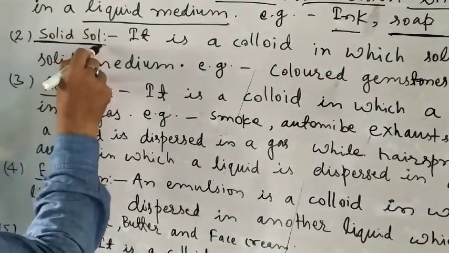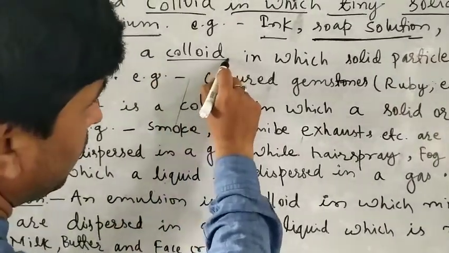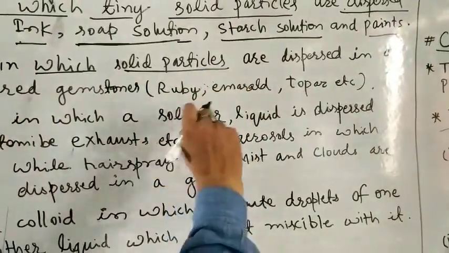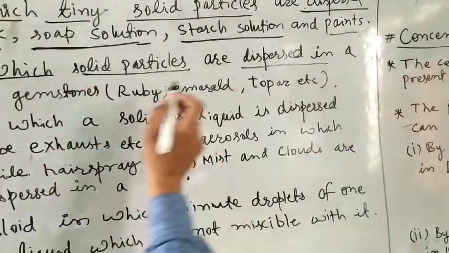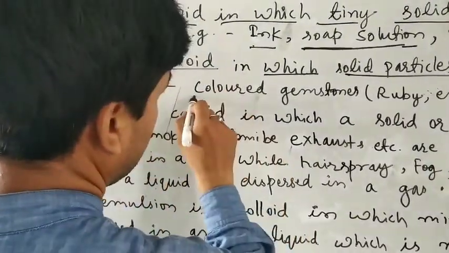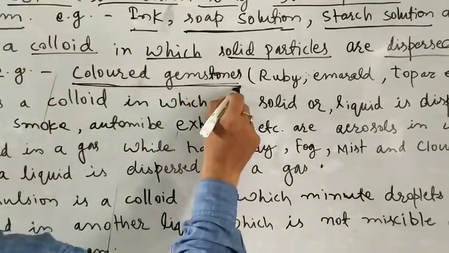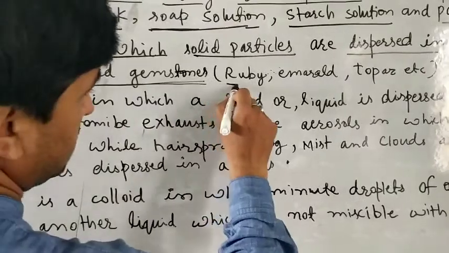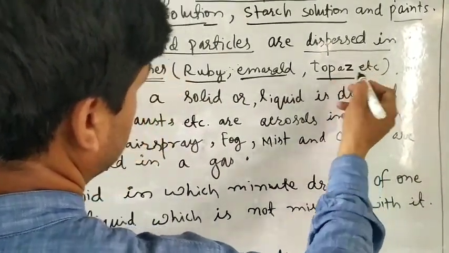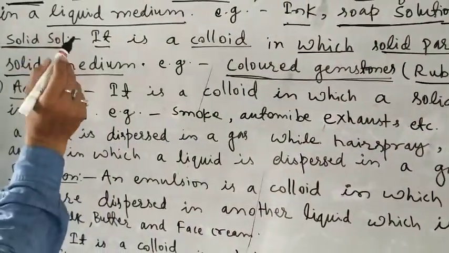Now, solid sol. What is a solid sol? It is a colloid in which solid particles are dispersed in a solid medium. For example, all the colored gemstones are examples of solid sols. For example, ruby, emerald, topaz, etc. are gemstones which are solid sols.